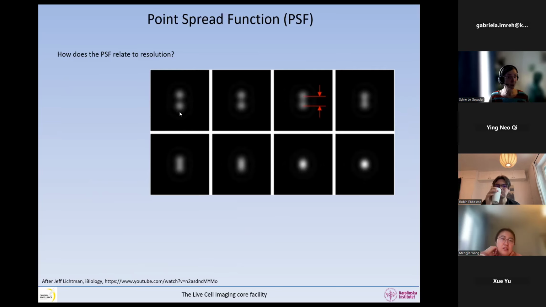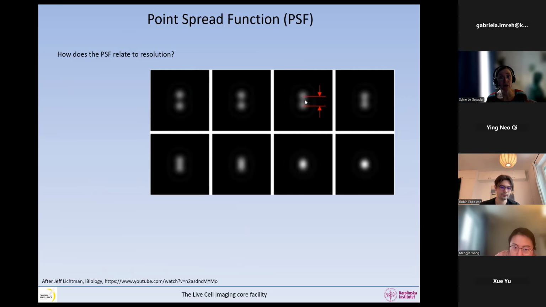And you can see we have two fluorophores in our sample. So what we record on our sensor is two blobs. Now they are a little bit far away from each other because in the sample, the two fluorophores are quite far away from each other. But now, if the two fluorophores somehow get closer, you can see that the main blobs of the point spread function start touching each other.